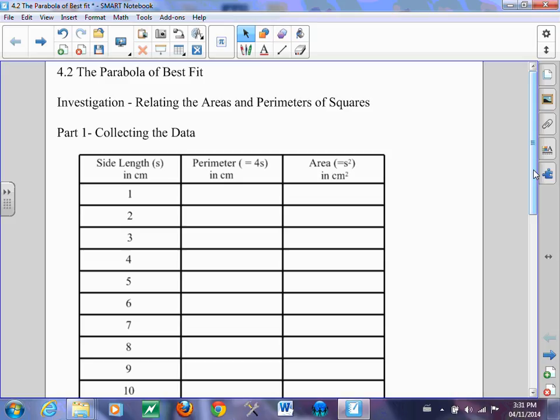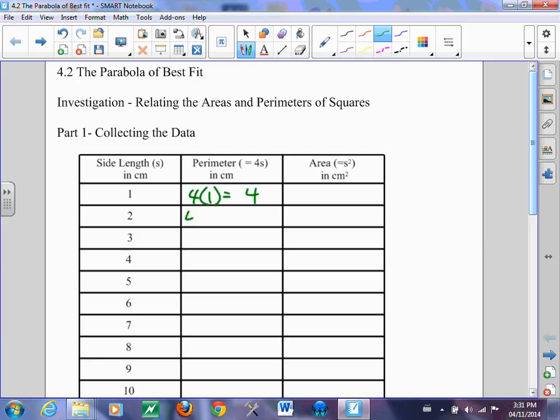Let's do part one first, folks. We're going to collect data. So when you have a square, ladies and gentlemen, and you are looking for perimeter, that equals 4 times the side length. So if the side length is 1, you're going to write down 4 times 1 because there are 4 sides, and the side length in this case is 1, so that equals 4.